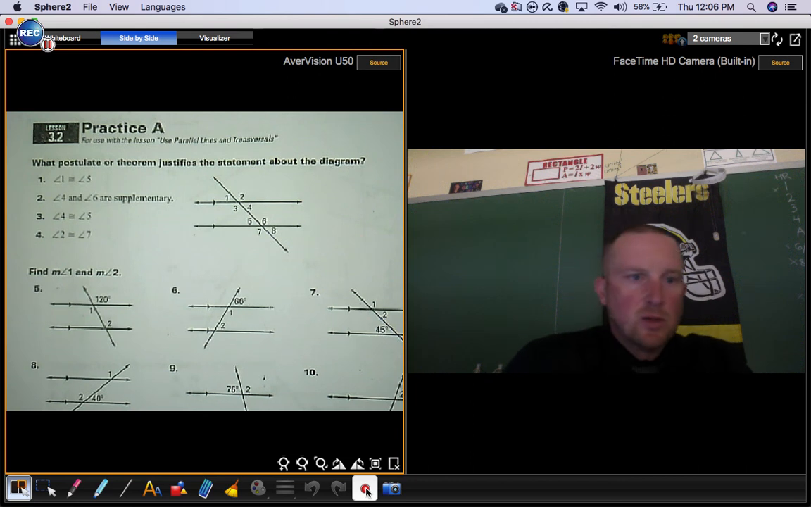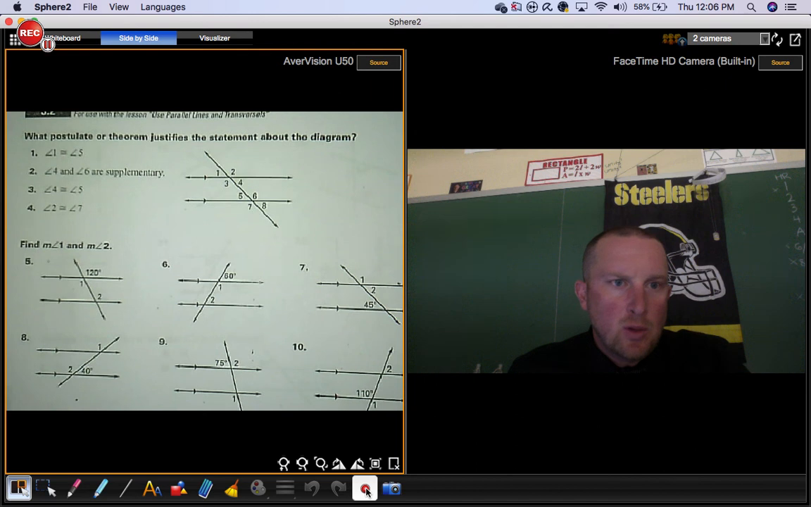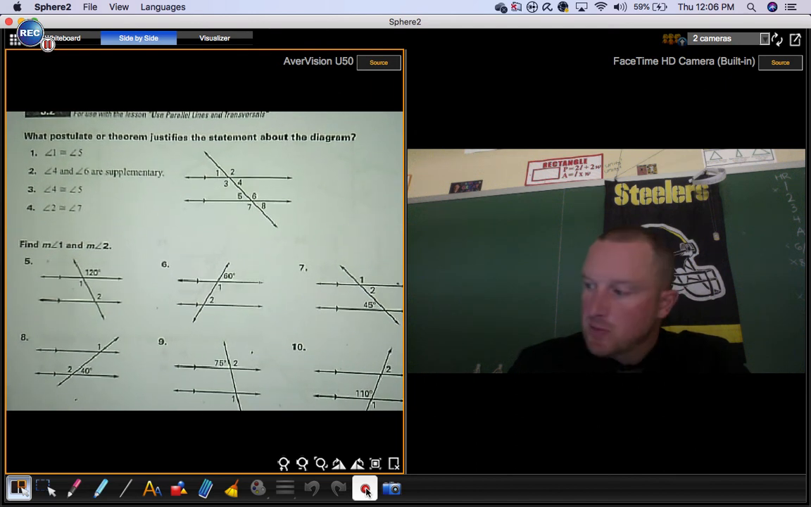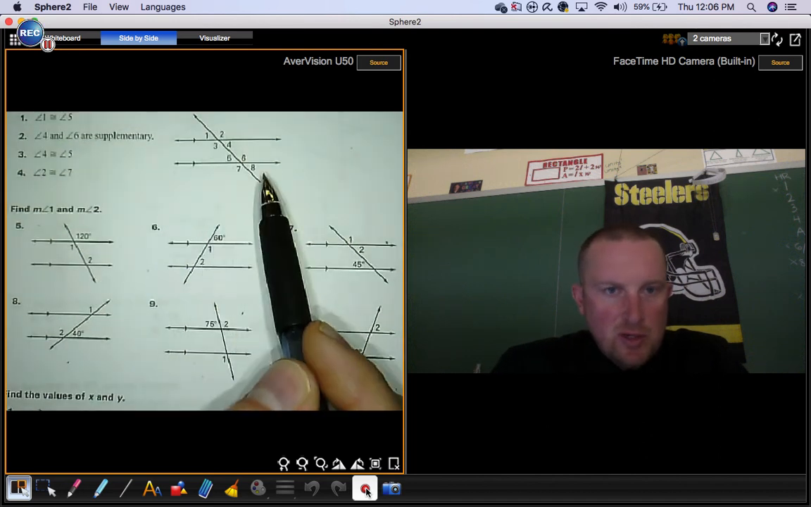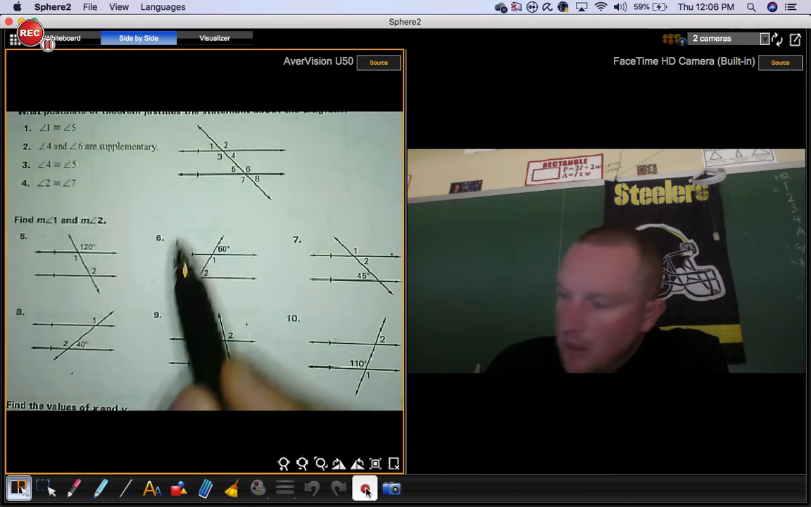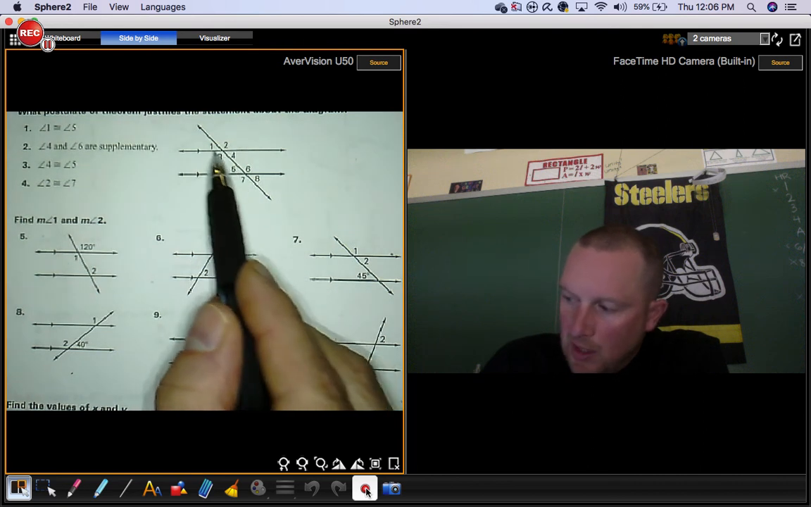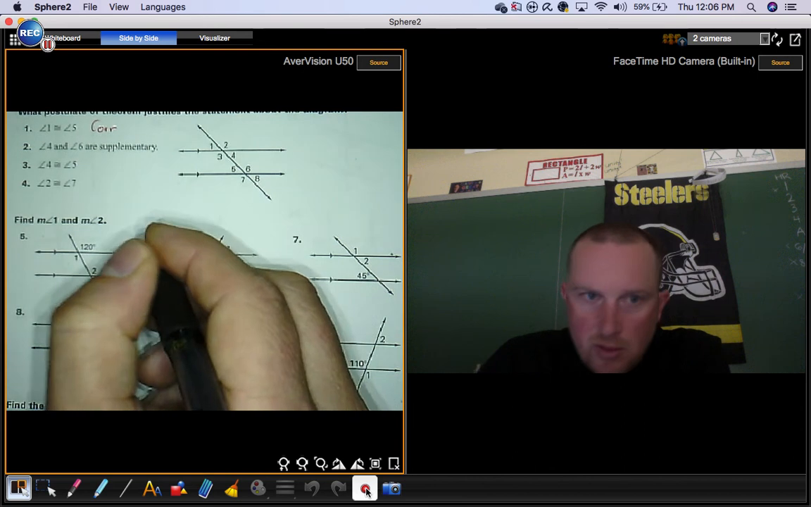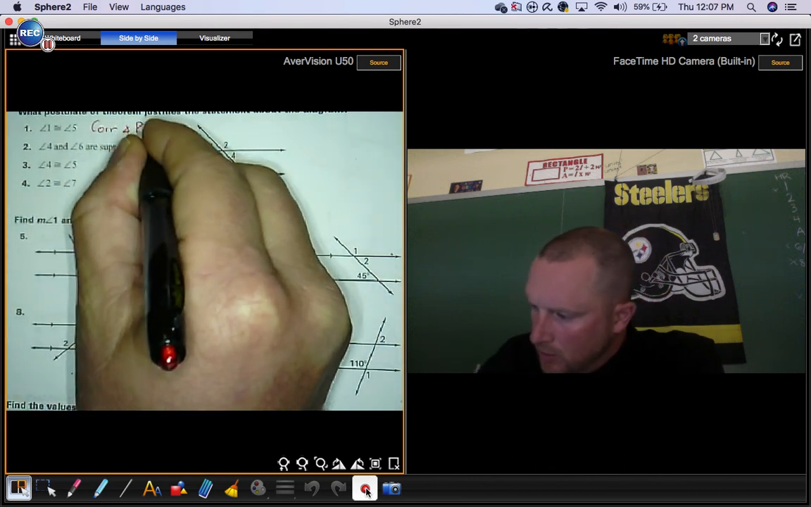Section 3.2, we're going to do numbers 1 through 10 in this video. What postulate or theorem justifies this statement about the diagram? So you need to look at this diagram, notice how the lines are parallel, you have a transversal that makes 8 little angles. How do you know that angle 1 is congruent to angle 5? These are corresponding angles. So this is the corresponding angle postulate.